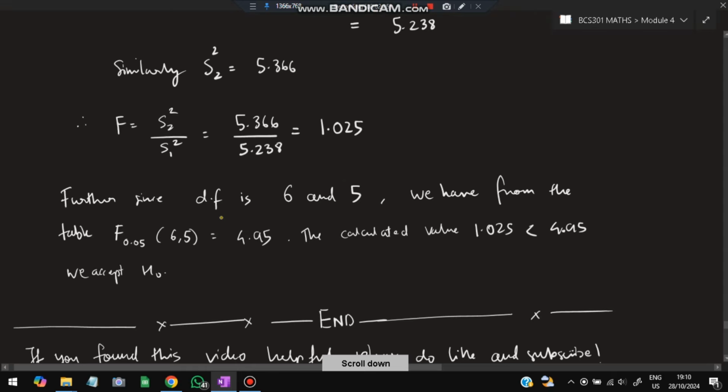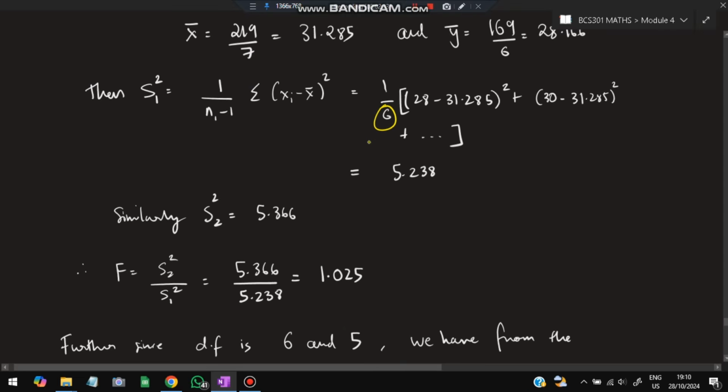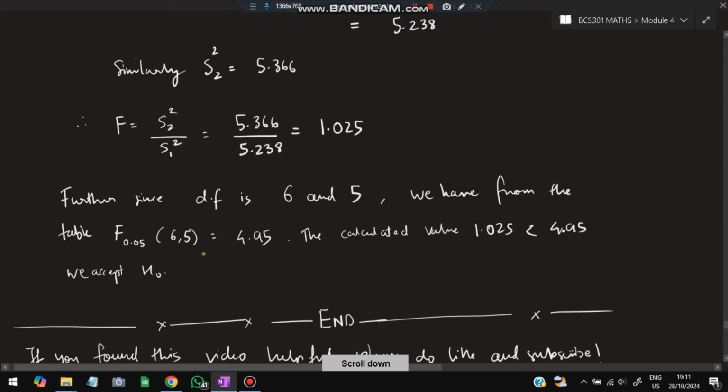Now, further, since DF is 6 and 5, first we had the 6 here, and here we have the 5. For S2 it will be 6 minus 1, so it will be 5. So we have to consider 6 and 5. The value they have given for 6 and 5 is 4.95. So the calculated value is less than the value given in the question for 6,5. Therefore we accept the hypothesis. All the questions will be similar in the type of F test. Only one type is there.